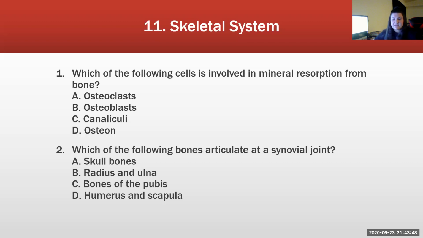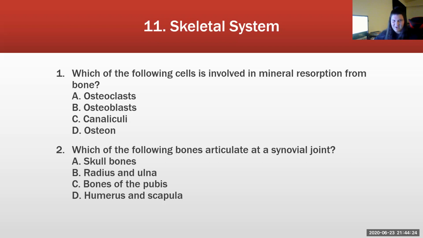Option A is correct. Clasts means breakdown. Osteoclasts solubilize bone with acid secretion and cause minerals to be resorbed from bone in response to hormonal signals. Osteoblasts make bone by laying down collagen matrix followed by the osteon. Canaliculi are small canals in the bone through which osteocytes communicate with each other. And an osteon is the hydroxyapatite matrix that osteoblasts produce.